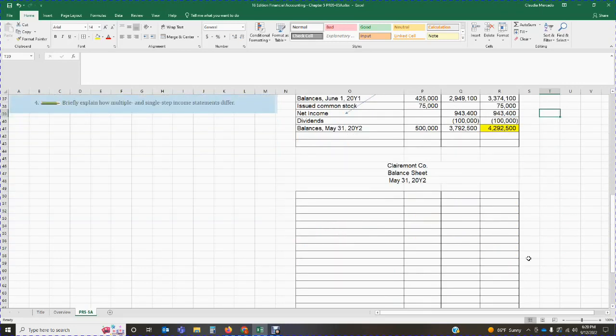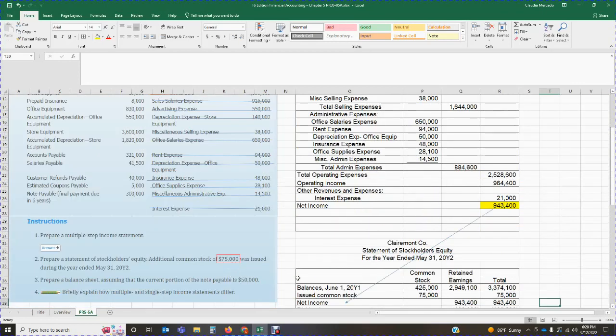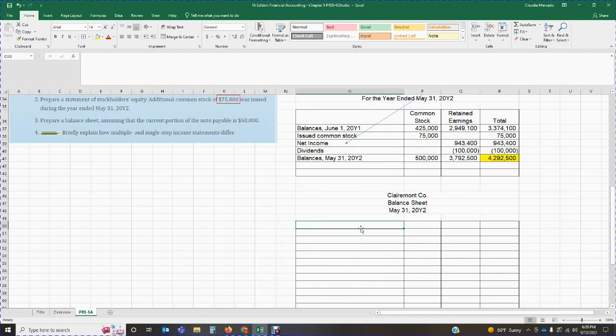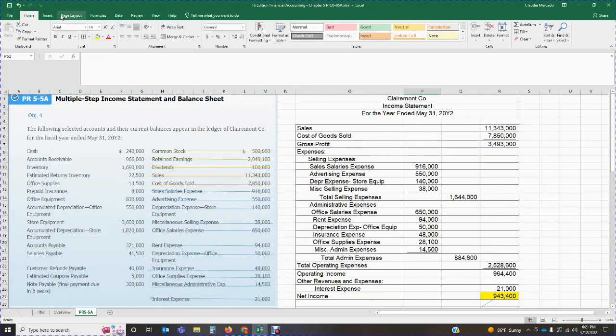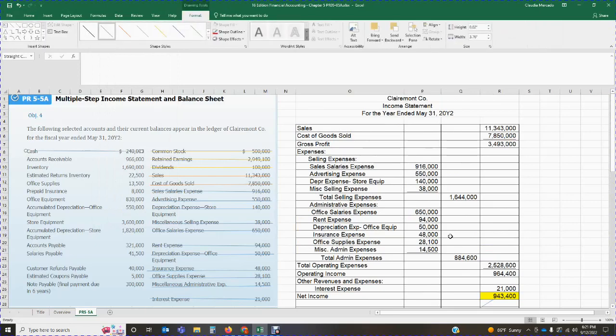Now we're going to prepare our balance sheet. Remember, our balance sheet basically balances our assets, liabilities, and stockholders' equity. So we're going to bring in all of our assets. We're going to start off our balance sheet with our assets, starting with our current assets. These are any assets that we're going to use up or convert to cash within a year. We're going to start off with cash. So cash, we have $240,000.